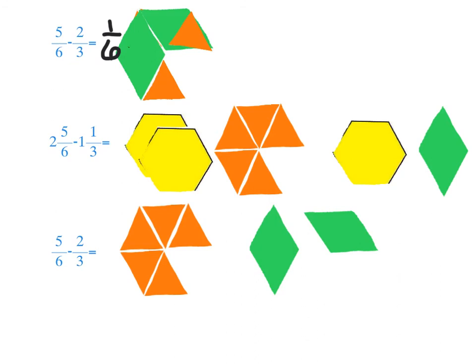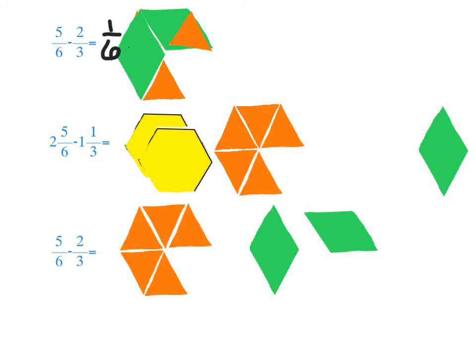Okay, so let's take a look at the next problem. We have a mixed number here, 2 and 5/6 minus 1 and 1/3. So as you can see, I have 2 hexagons for my 2, and I have my 5 triangles for my 5/6, and then I have another hexagon and a rhombus to represent my 1 and 1/3. So basically, we are going to, again, cover these up, and because I've got yellow over yellow, you're not going to really notice that that's gone, but pretend that you do.